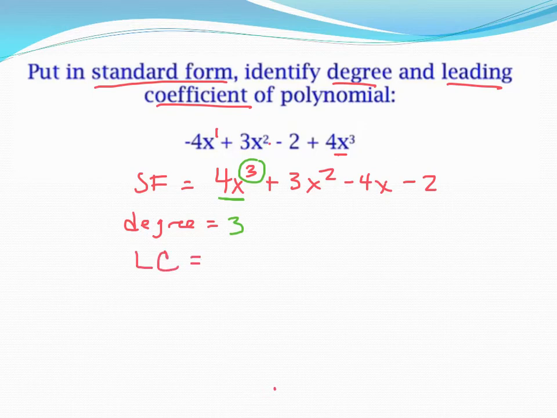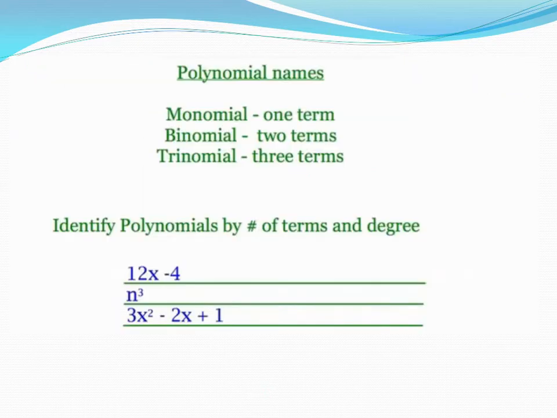My leading coefficient is going to be, again, the coefficient is the number in front of the variable. So if I look at the leading coefficient, leading right here tells me what's the one in front. The one in front is the 4x to the third. Its coefficient is 4. So this would be a leading coefficient of 4. So again, just familiarizing ourselves with these key terms.